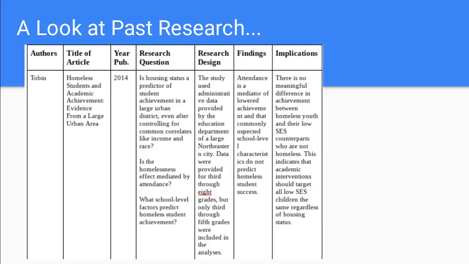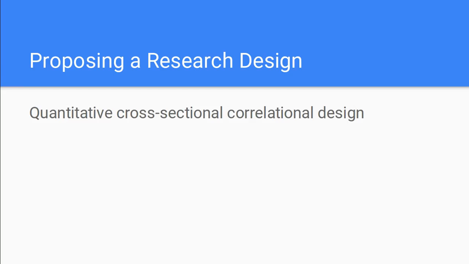And the last article I looked at was published by Professor Tobin in 2014, and it was entitled Homeless Students and Academic Achievement, Evidence from a Large Urban Area. It looked to see if students who were homeless fared worse than students who lived in poor households. They found that there is no meaningful difference in achievement between homeless youth and low socioeconomic students, but that this indicates that the policies and prevention methods strategized for students who are low on the SES should be the same as students who are homeless.